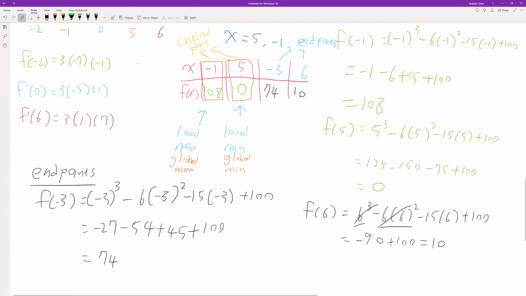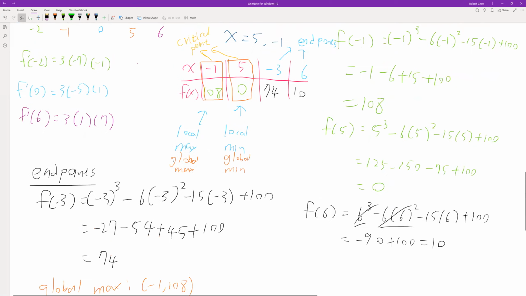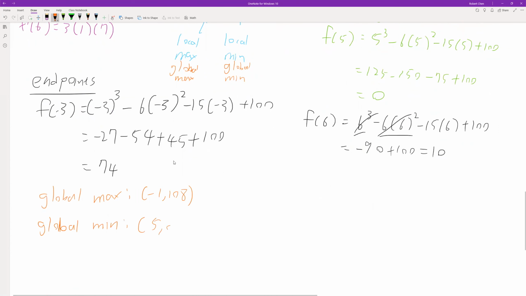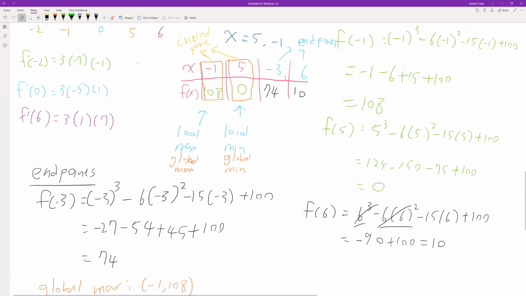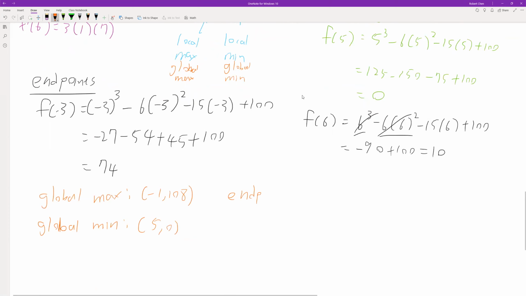All right, so let's attempt to graph what we have here. We have a global max at negative 1 and 108, a global min at 5, 0, and endpoints at negative 3, 74, and 6, 10.